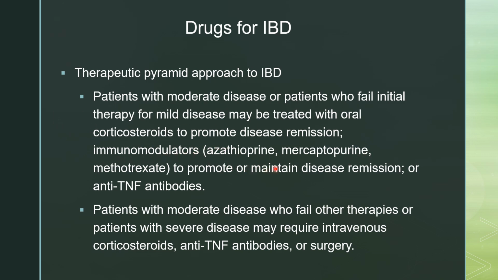Immunomodulation, like your azathioprine, mercaptopurine, your methotrexate, will produce or maintain disease remission, or the use of your anti-tissue necrosis factor antibodies. Patients with moderate disease who failed other therapies or patients with severe disease may require intravenous corticosteroids, anti-TNF antibodies, or even end up in surgery.